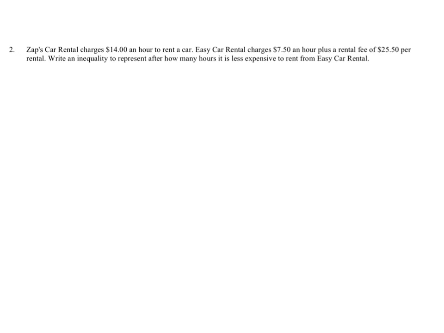Zapp's car rental charges $14 an hour to rent a car. Easy Car Rental charges $7.50 an hour plus a rental fee of $25.50 per rental. Write an inequality to represent after how many hours is it less expensive to rent from Easy Car Rental. So Zapp versus Easy Car.